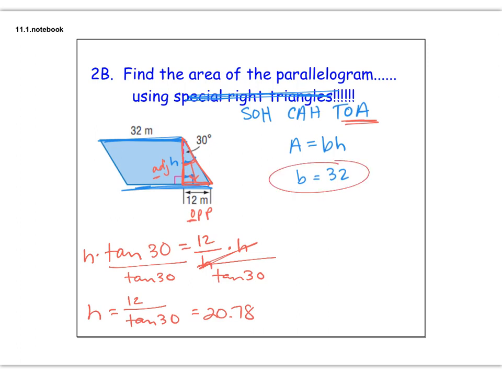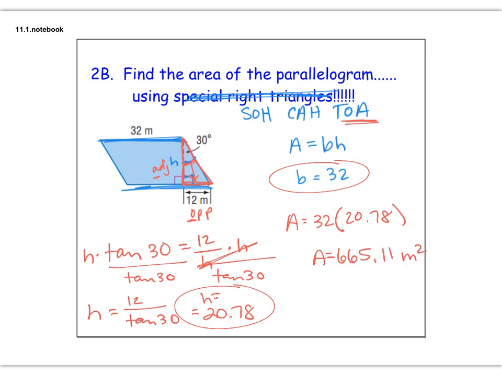So we have our base, we have our height. Let's find the area. So it should be 32 times 20.78. This comes out to be 665.11 meters squared.